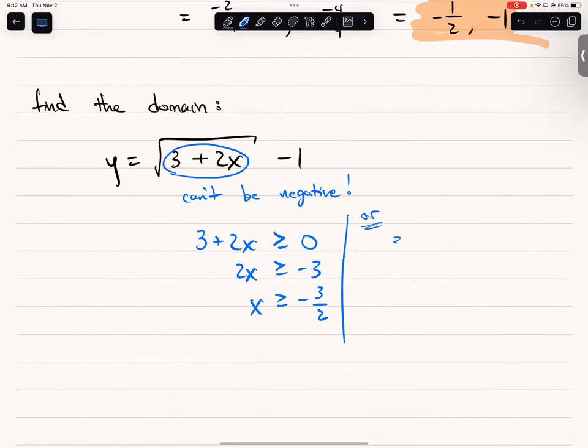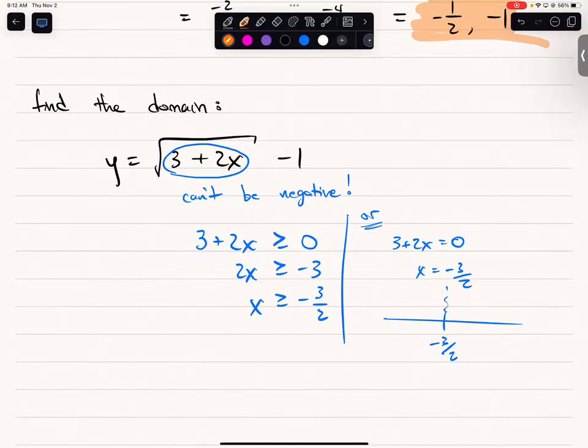Or another way to look at that, you could solve the equation and then do the testing thing on either side, whatever you're more comfortable with or whatever makes more sense to you. -3 over here, 0 over here. This would be fine, this would not. So I get to the same thing.